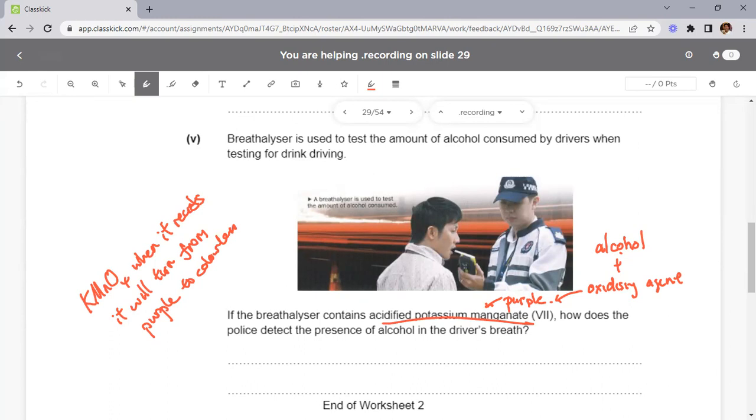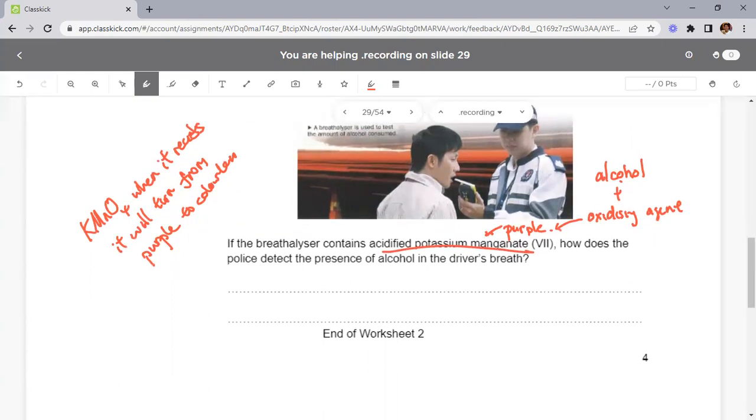Hence, if my breath analyzer contains KMnO4, when a guy drinks too much alcohol and breathes into it, the alcohol vapor from the mouth or from the breath will cause the KMnO4 to turn from purple to colorless. So we're going to write that down.